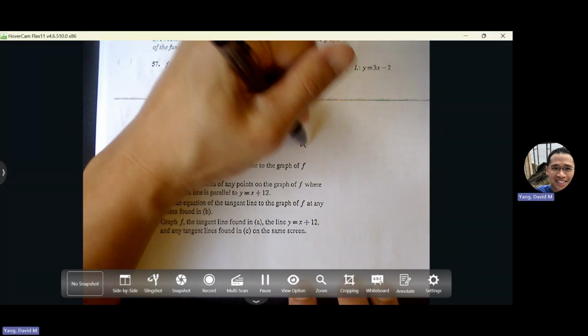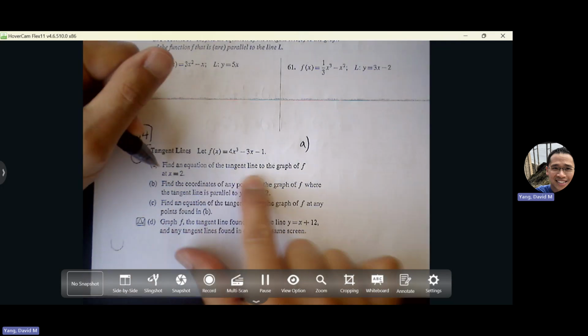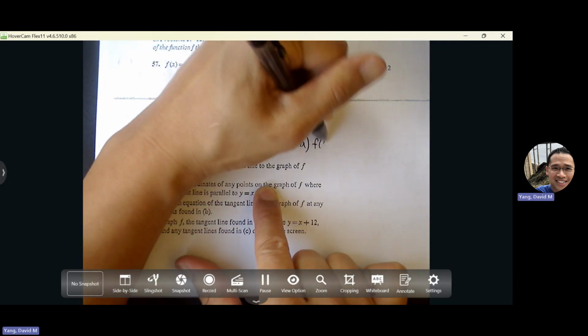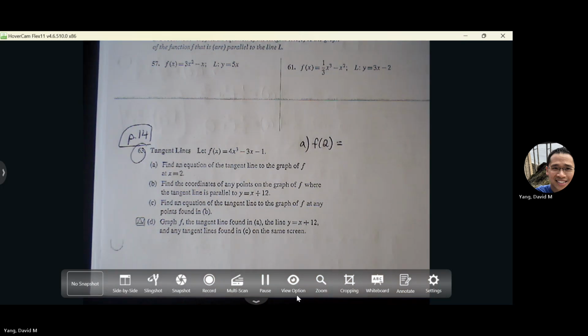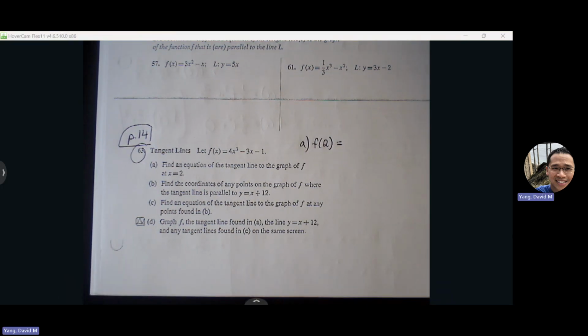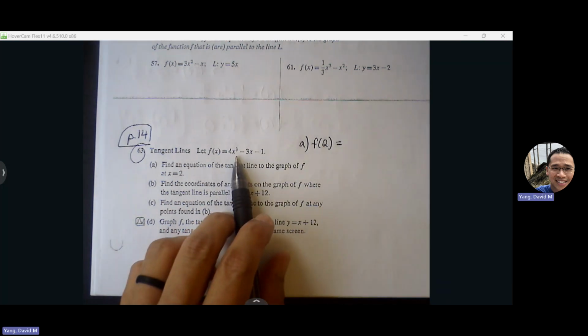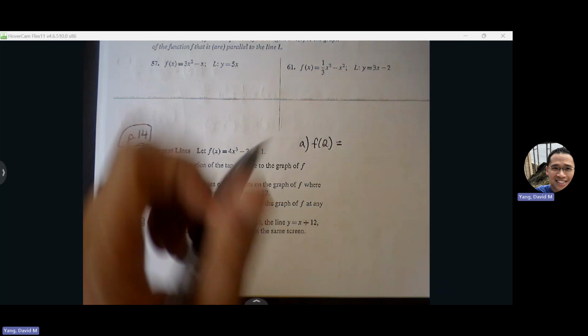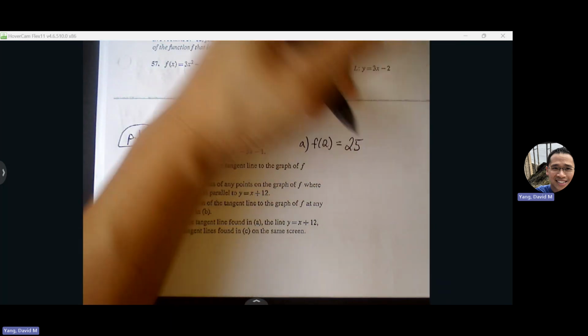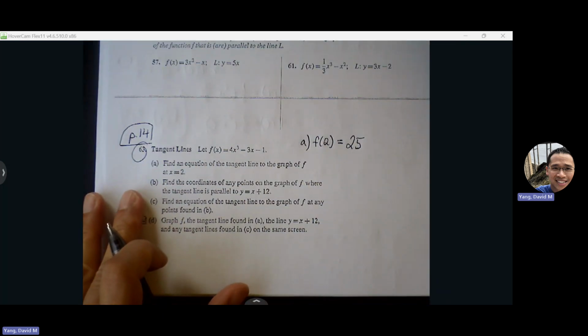So for part A, we can just go ahead and find f of 2. Sorry, back to this. So f of 2, we can just plug into the function here. So 4 times 2 cubed minus 3 times 2 minus 1, and that gets us 25. So that's the ordered pair we'll be using for our tangent line.